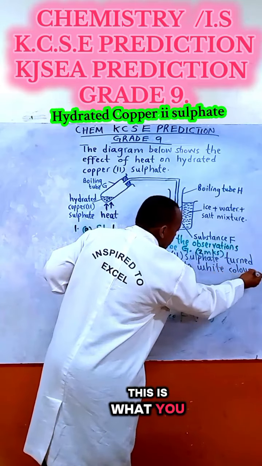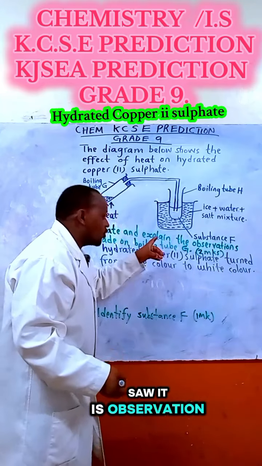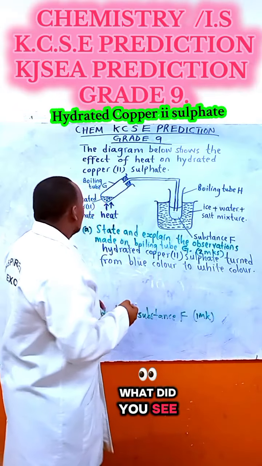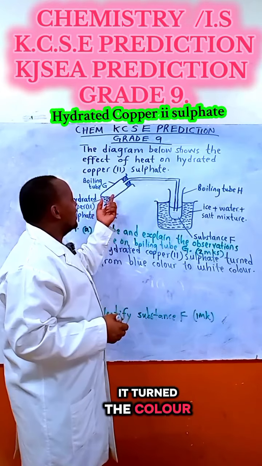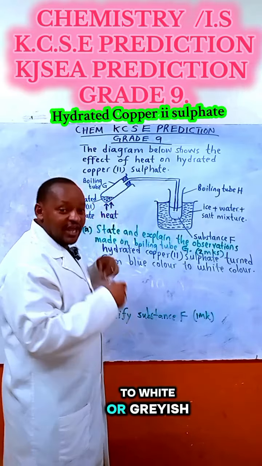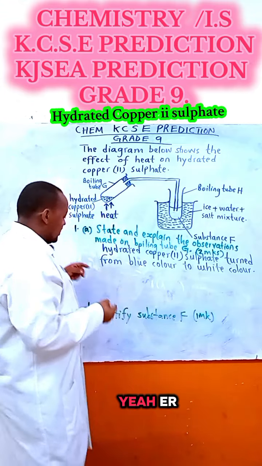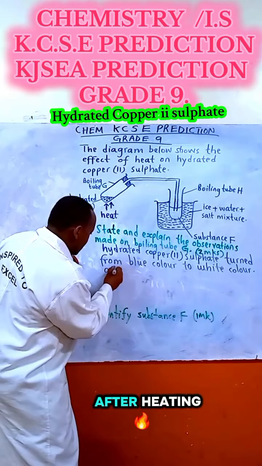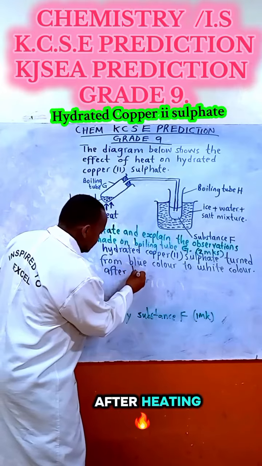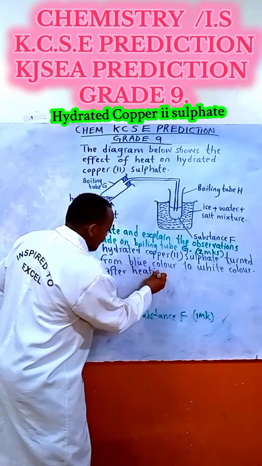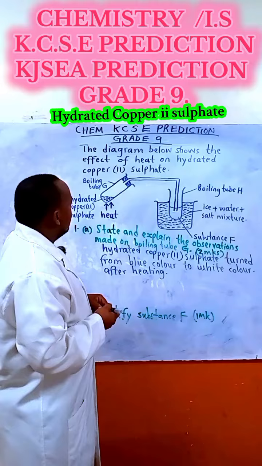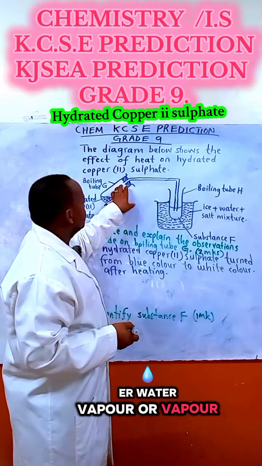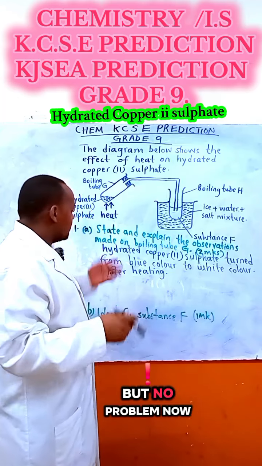This is what you saw. It is the observation. What did you see? After heating, it turned the color to white or grayish. You can indicate there after heating. Full stop. You can also say water vapor was emitted, but no problem.